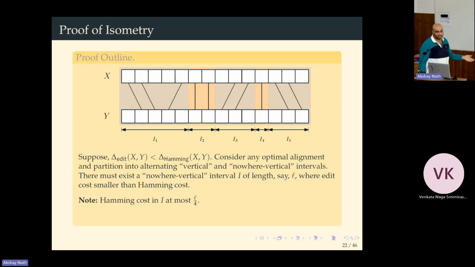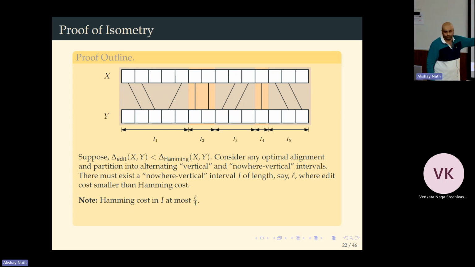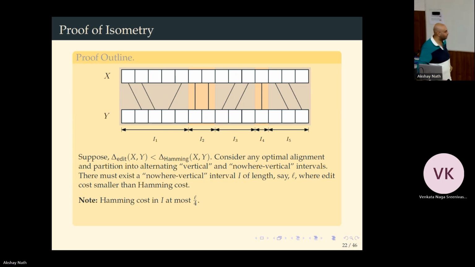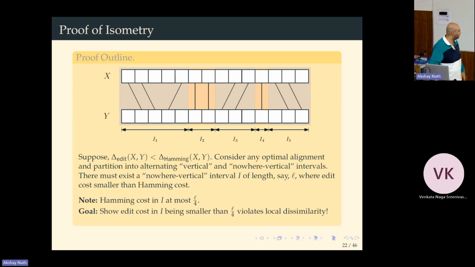Okay. By an averaging argument, we know that there is some interval I of length L, such that its edit cost is less than the Hamming cost. Right? Because whenever it's doing a vertical, it's equal to the Hamming cost. If overall it's less than the Hamming cost, there must be a nowhere vertical interval whose cost is less. So in particular, the Hamming cost is at most L over 4, because for every 1 bit, we added 3 bits of padding. So the Hamming cost would just match all the padded things as they are. The Hamming cost can only come from the new input things, which is at most L over 4. And we know that the edit cost is less than L over 4. Okay? So our goal is, if the cost is less than L over 4, then something goes wrong with the local dissimilarity.